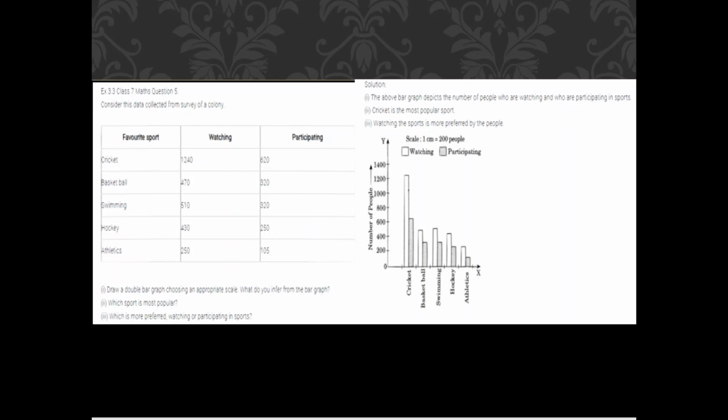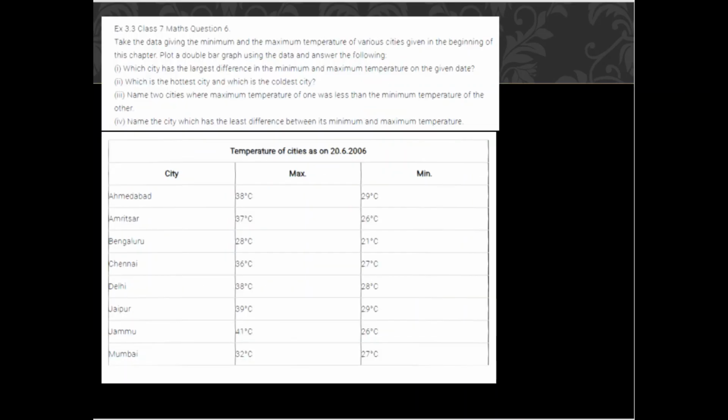By looking at the readings, we'll find out that cricket is the most popular sport, and whether watching or participating in sport is preferred more by the people; watching the sports is more preferred. We have to draw the graph also. Moving to question number 6, again the data has been given and we have been asked certain questions on the basis of the temperature of the cities as on 26 2006.